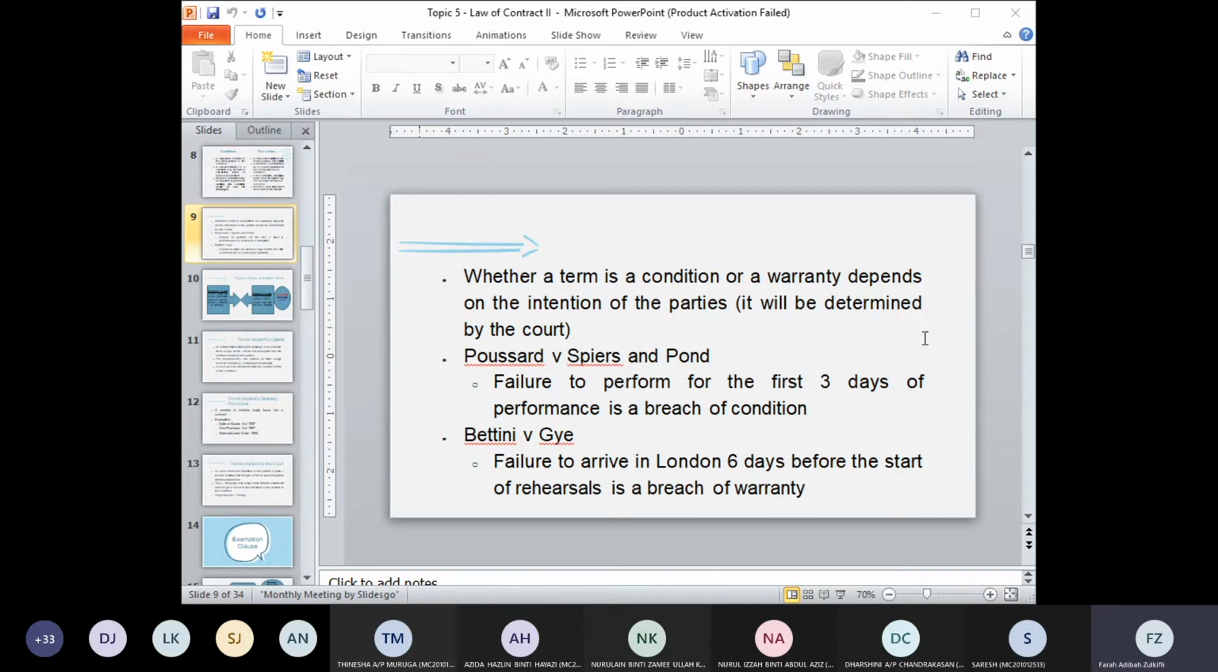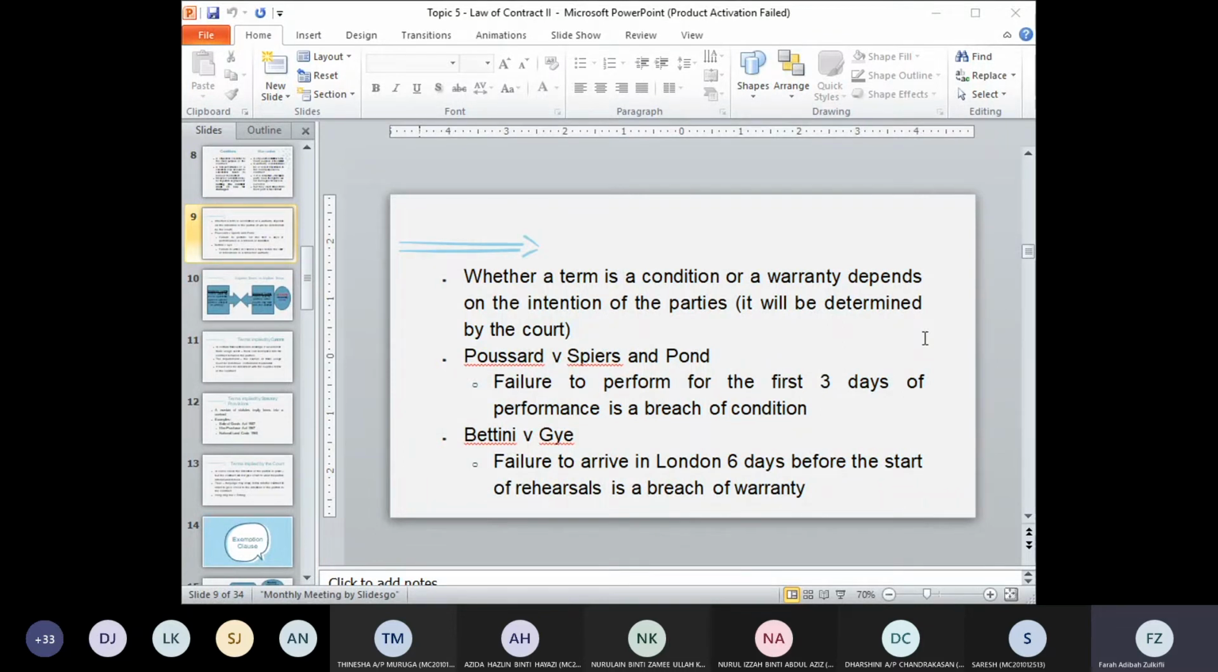Because if you cannot perform at the opera, the company will suffer loss because they need to find someone else to replace you. So in this case, the court held that failure to turn up is a breach of condition. The court held that not being able to perform on the day of performance is a breach of condition because it went to the very root of the contract. Because Posar had already breached the condition of the contract, the company is free to cancel the contract, to rescind the contract, and to treat the contract as discharged by breach.